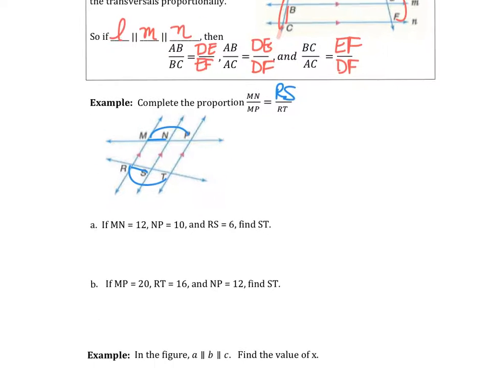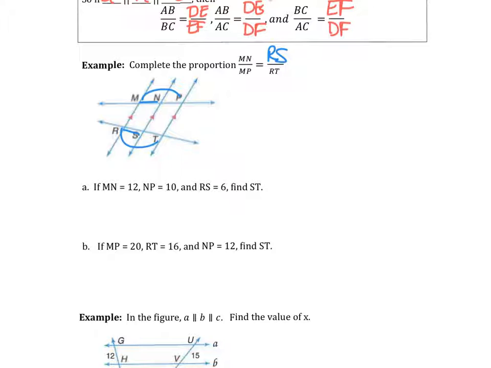Down here, example A, I see that MN, I'm going to erase my lines here. So I've got, let's see, I'm not quite sure why that's not erasing, sorry about that. So anyway, MN is equal to 12, so I'm going to go ahead and mark that here. So that's equal to 12. NP is equal to 10. RS is equal to 6. We're trying to find ST.